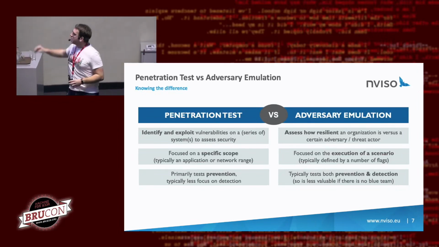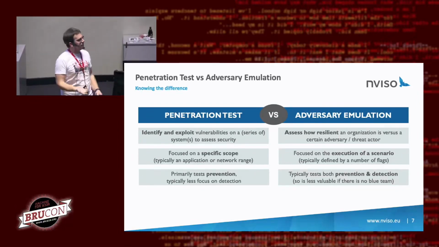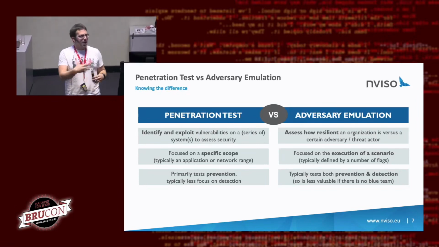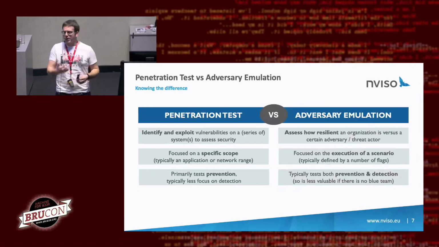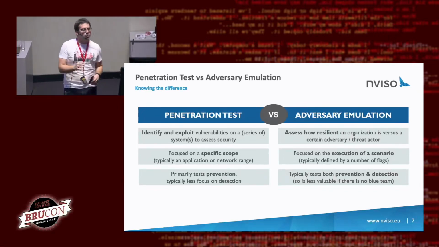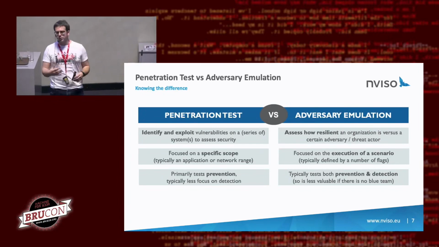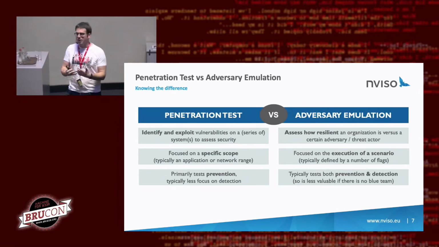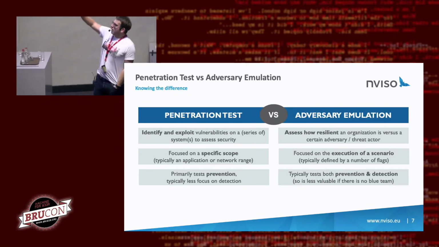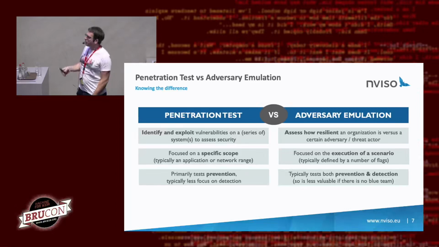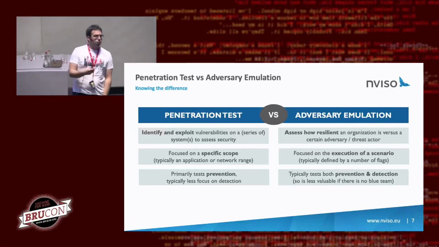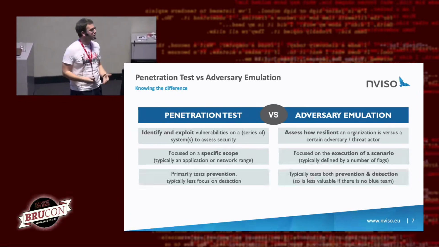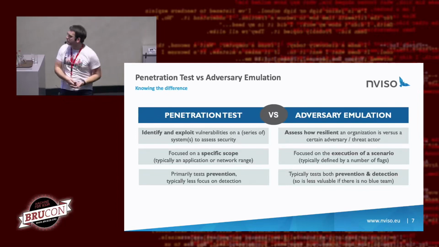When you look at adversary emulation, you assess the resilience. How well does this organization either prevent or detect these kinds of attacks? What kind of security controls have they implemented? But the point there is, you're typically not limited to a certain scope, or a lot less bound to a certain scope. You emulate an adversary how they would work, which is nice. On the left-hand side, of course, you mostly focus on prevention, a bit less on detection, while with emulation, it's about both. That does require you to have a blue team. There's no point in doing adversary emulation if there's no detection going on.